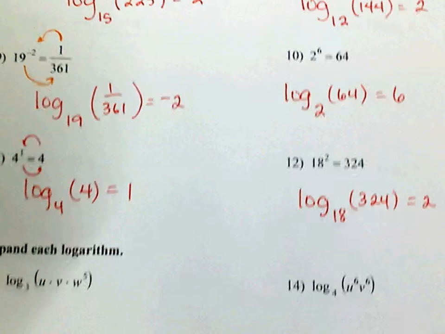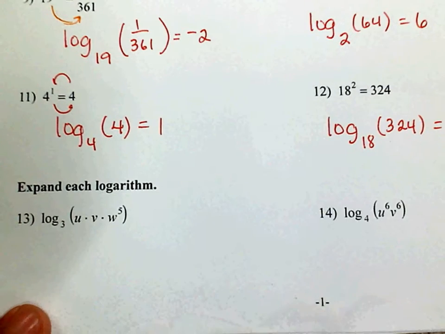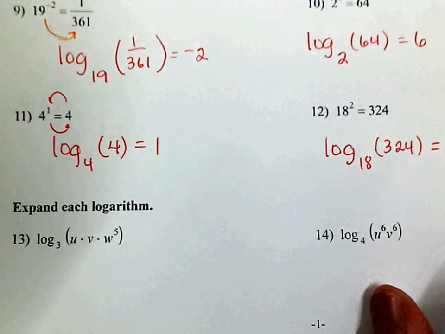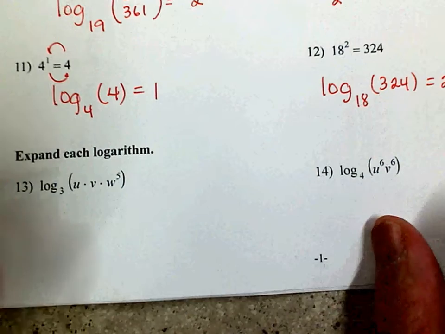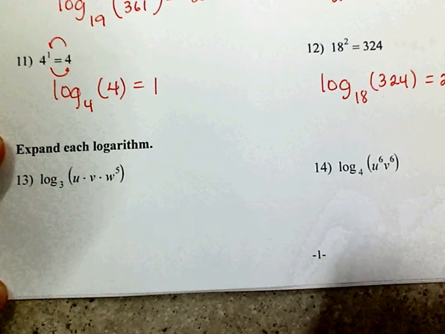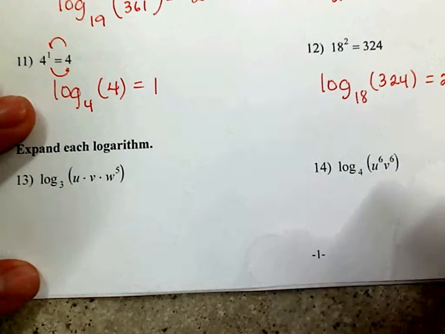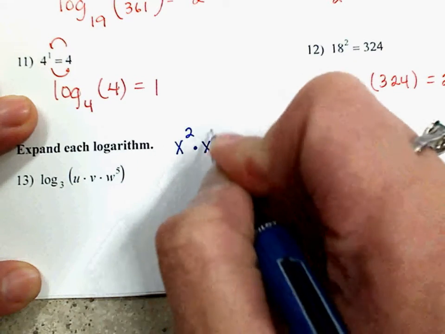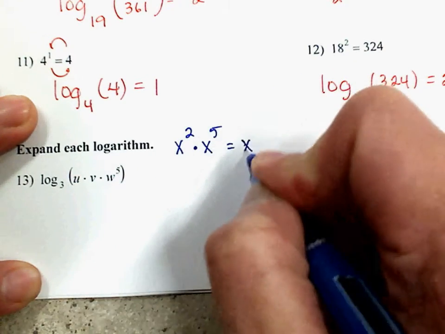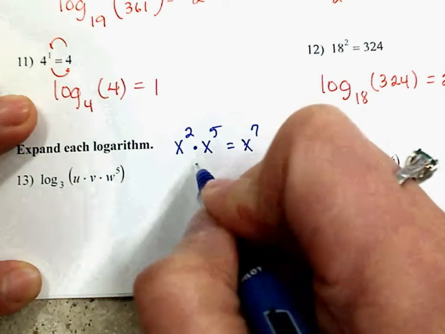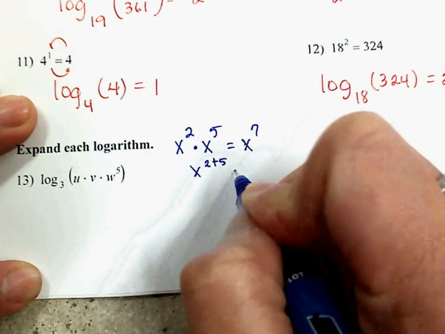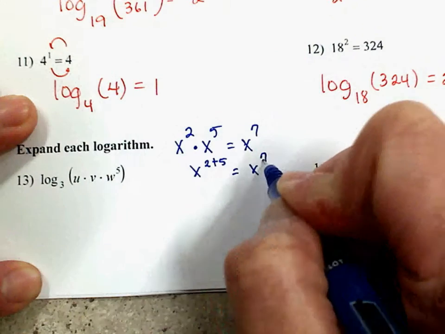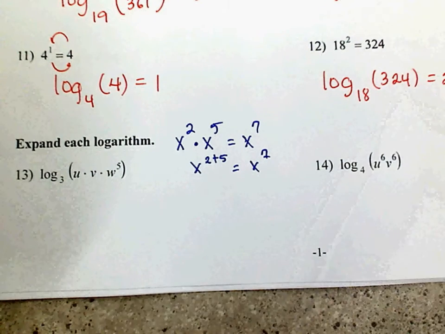Number 13, all right, you are to expand your logarithm. Know that multiplication and addition go together and division and subtraction go together. For the reason being, for example, if I have x squared times x to the fifth, the answer is x to the seventh, okay? Why? Because it's 2 plus 5, and that's how you get x to the 7th. You add your exponents, and that's where that property comes from.